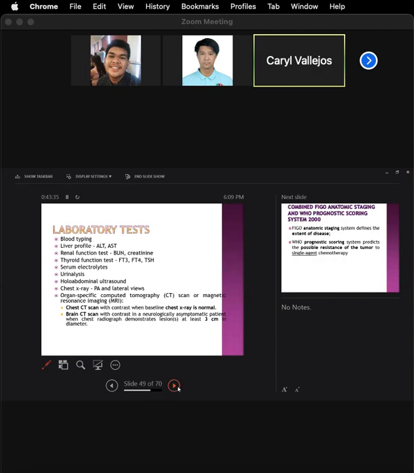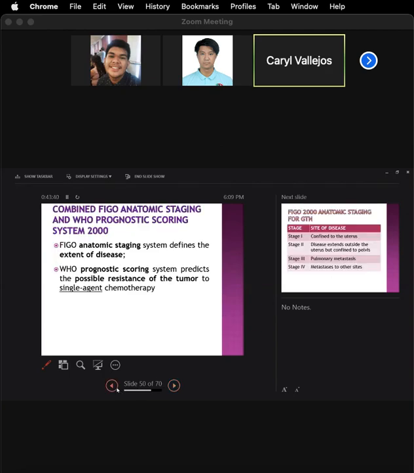So how do we stage your gestational trophoblastic tumor? We make use of the combined FIGO anatomic staging and WHO prognostic scoring system of 2000. So the FIGO anatomic staging is a system that defines the extent of the disease. However, your WHO prognostic scoring system predicts the possible resistance of the tumor to single-agent chemotherapy.